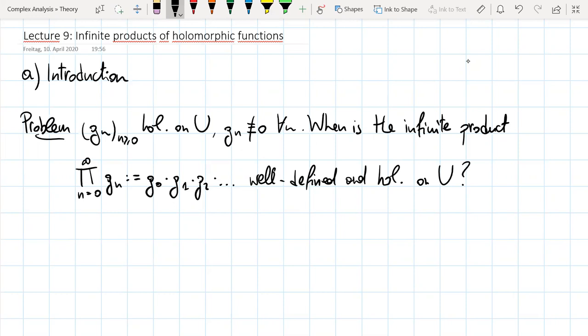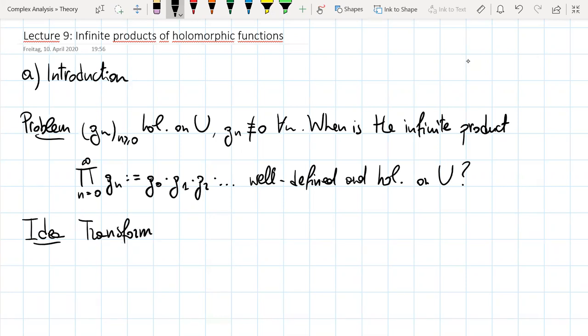So last time we asked something similar for infinite series. We had a sequence of meromorphic functions, and we wanted to know when the sum of these meromorphic functions was meromorphic. And we could also give a formula for the derivative of this function. And today we will see an analogous property for products. And actually the idea is to go back to the infinite series. How are we going to do this?